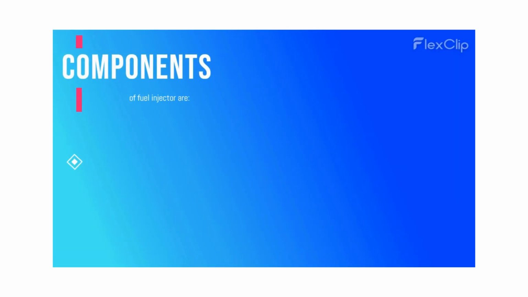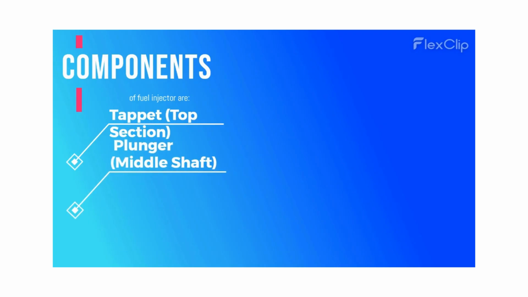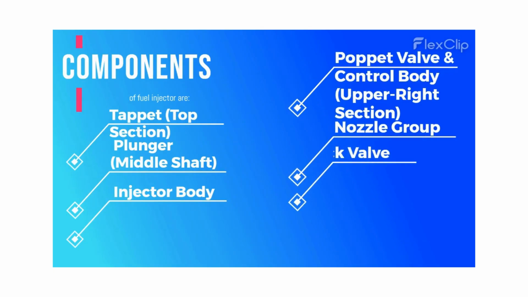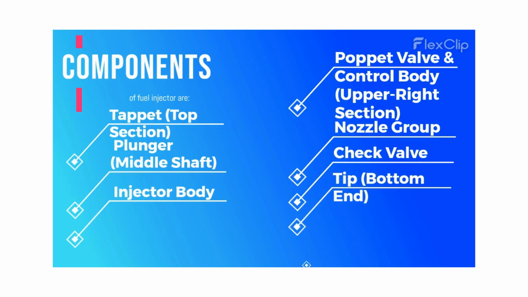The components of a fuel injector are: 1. Tappet, top section. 2. Plunger, middle shaft. 3. Injector body. 4. Poppet valve and control body, upper right section. 5. Nozzle group. 6. Check valve. 7. Tip, bottom end. 8. Stop and guide body. We will learn about these components in brief in the next video.